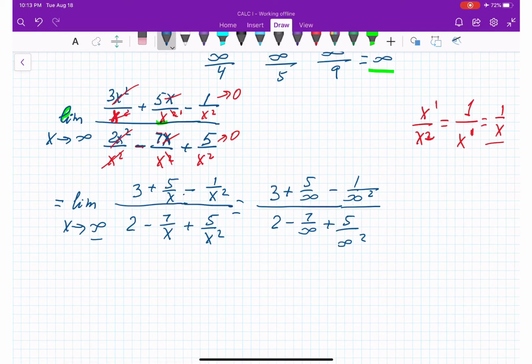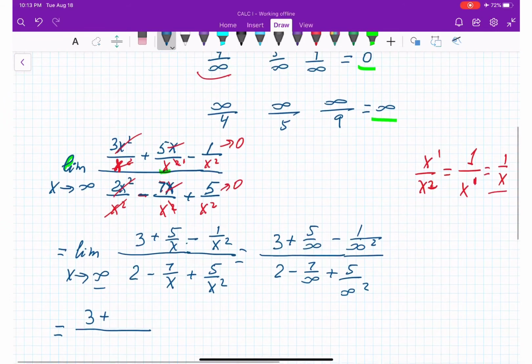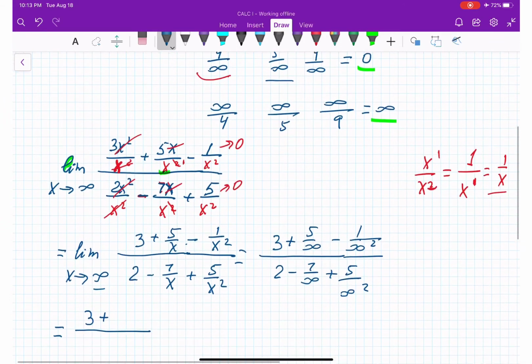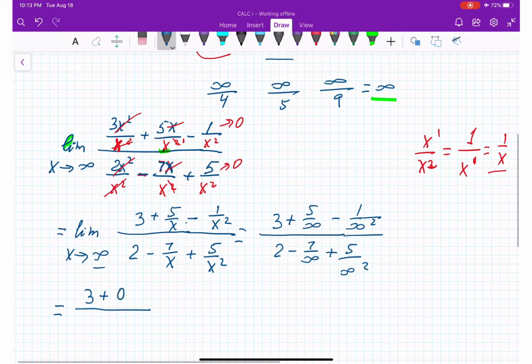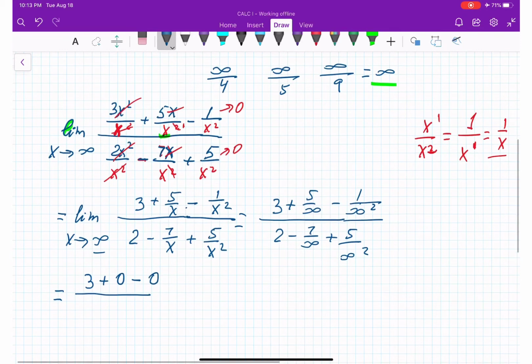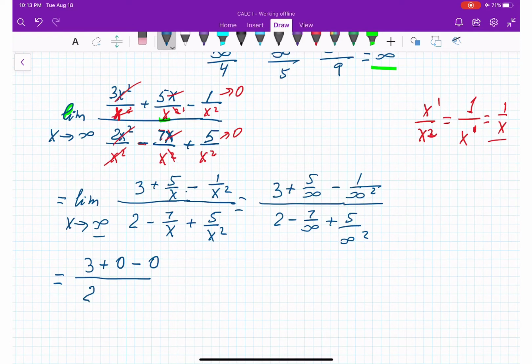Okay, what do we get? We get 5 over infinity, here it is, 5 over infinity, we get 0, right? Number over infinity, we get 0. Minus 1 over infinity squared, even bolder 0, right? Okay, next here we have 2 minus 7 over infinity, it's going to be 0, and 5 over infinity squared is going to be 0. So the answer is 3 over 2. Okay, keep that in mind.